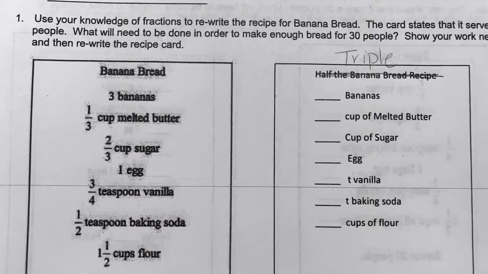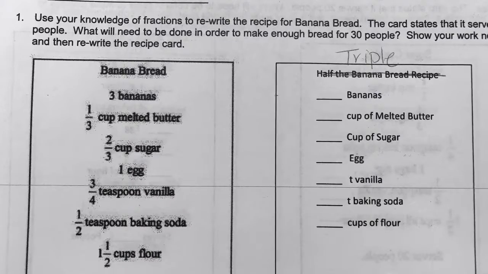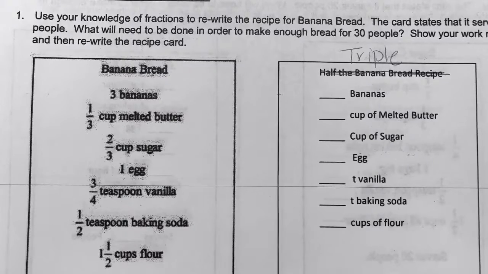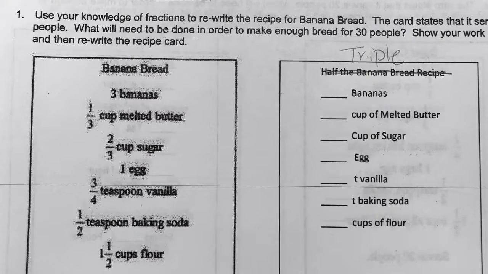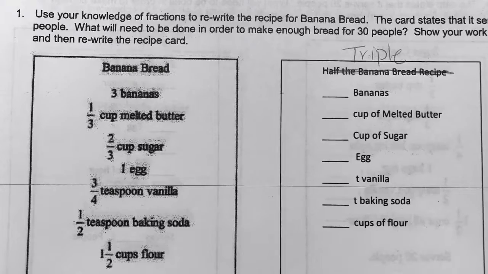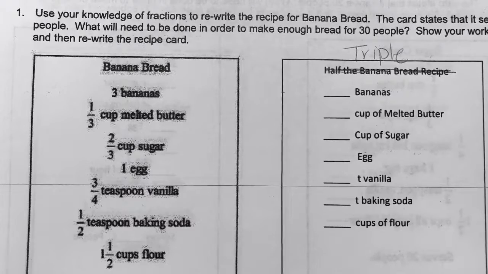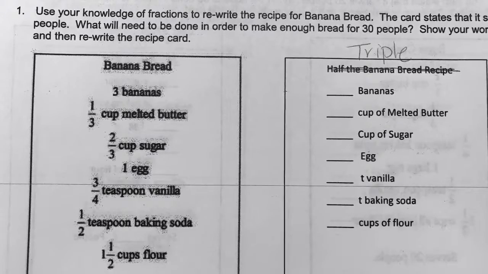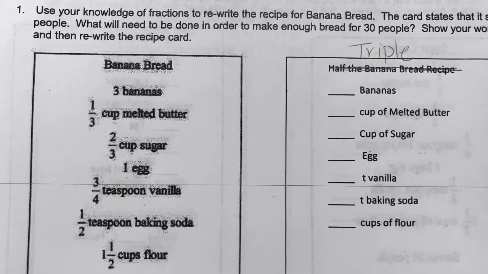The directions read, the card states that it serves 10 people. What will need to be done in order to make enough bread for 30 people? So if we're going to serve 10, now we need to serve 30. What do we do to 10 to get to 30? And if we do it there, we're going to do it to all of our other ingredients.